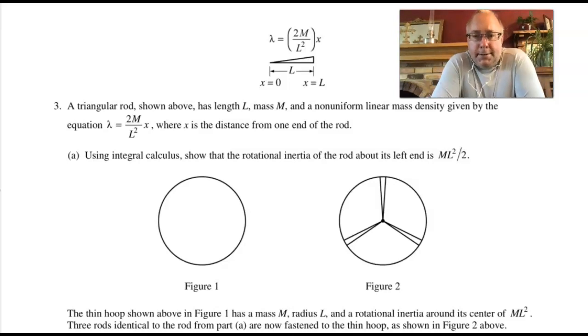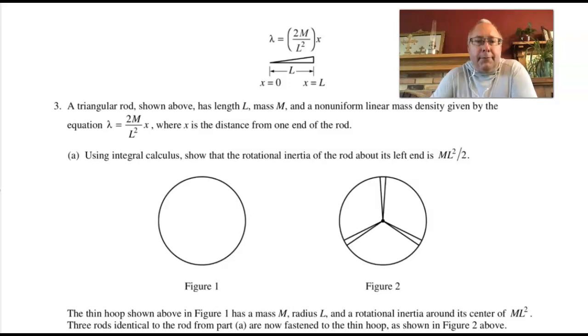All right, this is a great review problem for rotation. It involves a lot of different ideas. Notice that they have triangular rods that they show in the problem, and it has a non-uniform linear mass density. So this is going to help us involve a little bit of how you calculate the moment of inertia from a simple integration.